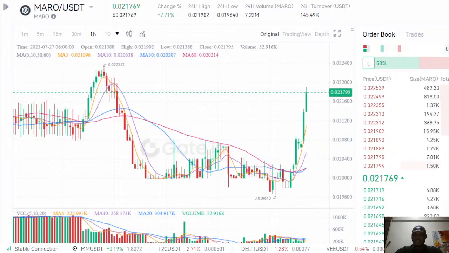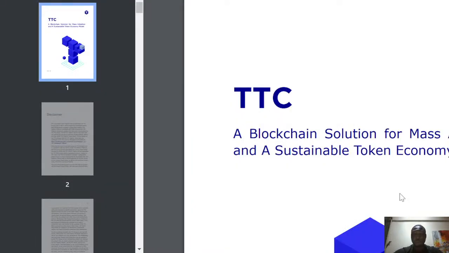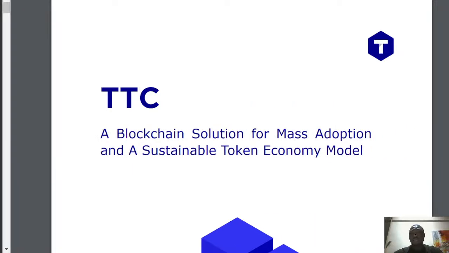So now let's go ahead to check the tokenomics of this project. What is the white paper currently saying about the project, before we move ahead to CoinMarketCap to check more analysis about this project? Now, the white paper of this project says the blockchain solution is the massive adoption of a sustainable token economy.